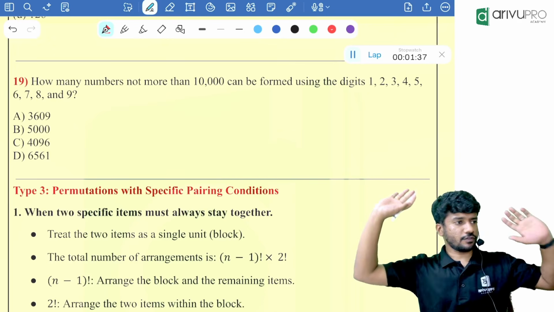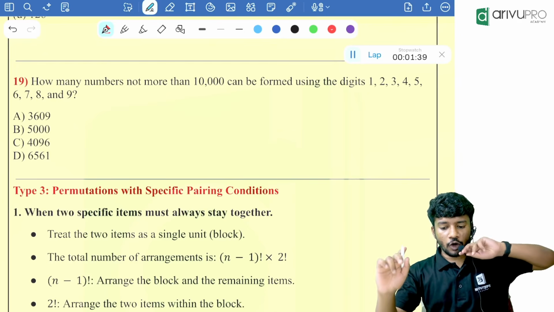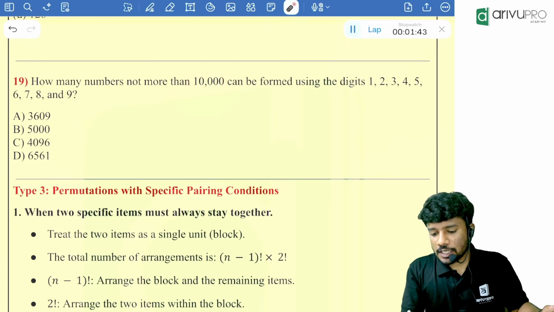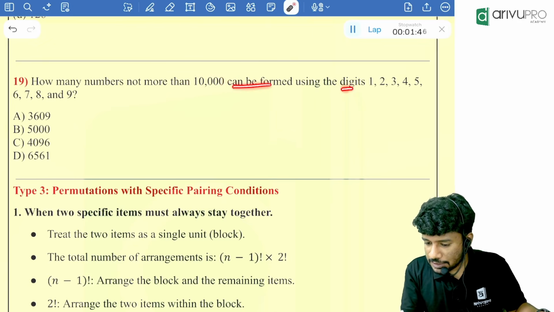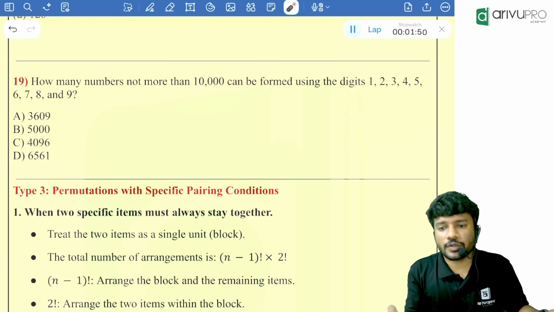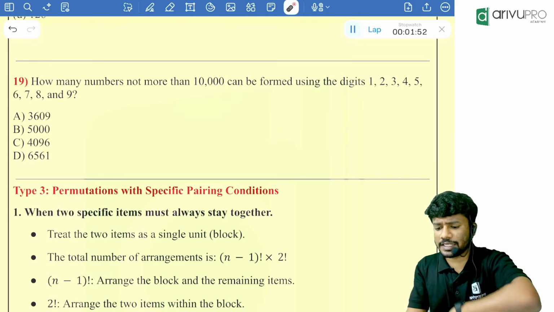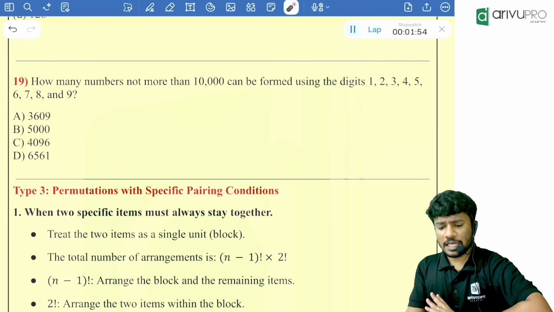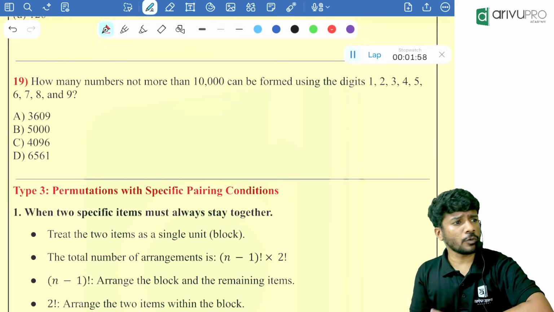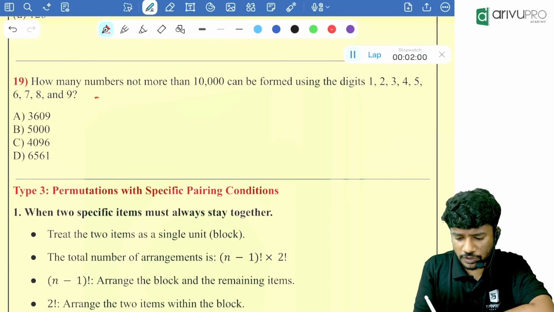Everyone, listen carefully. How many numbers, not more than 10,000, can be formed using the digits 1, 2, 3, 4, 5, 6, 7, 8, 9? Okay, how many digits are there in total, people? 9 digits are there in total, right? Now, what are the possible numbers you should tell me? Not more than 10,000. Which all numbers are there?